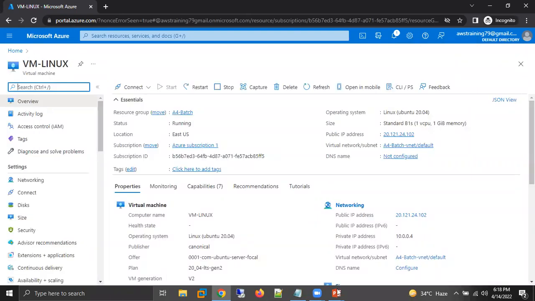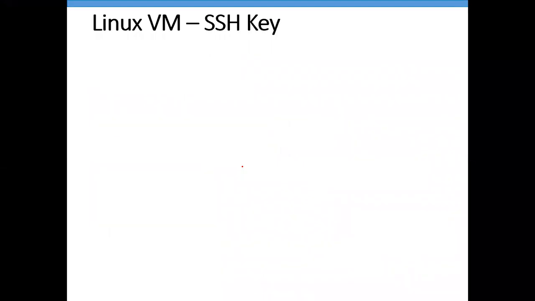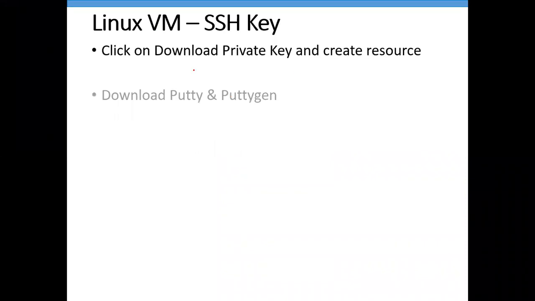Now, after creation of my Linux machine, what is the next thing we need to do? We have downloaded the private key, which we have done. Now I need to connect to this Linux machine. To connect to this Linux machine, guys, we need to download some tools. These are free tools which we are going to download. One tool I am getting is Putty. The other one I'm going to download is Putty Gen.